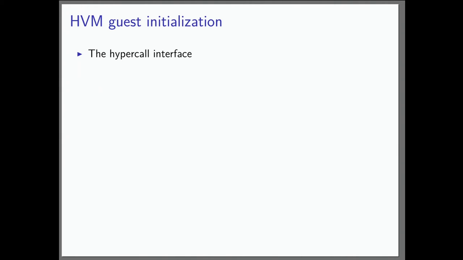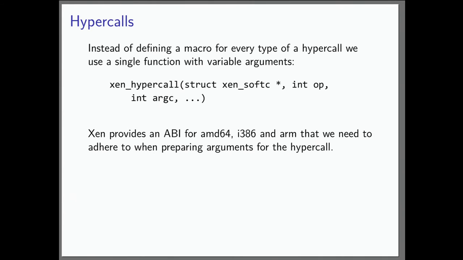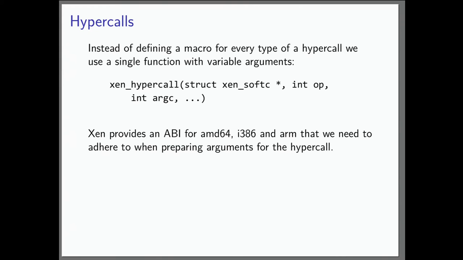So the hypercall interface is one of the first things the guest needs to set up. The hypercall is just a function call that performs a call instruction on a page that is provided by the hypervisor. The API for this, in Xen, in Linux and in FreeBSD, is to define a function per every type of hypercall.